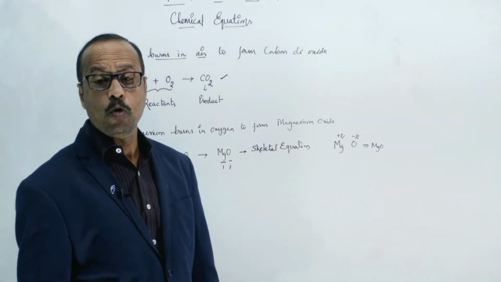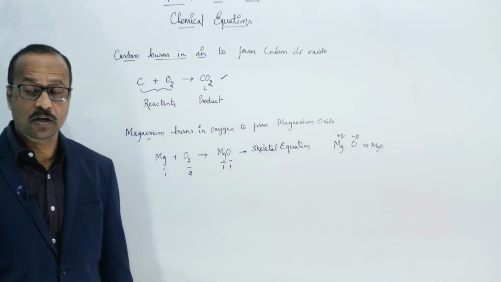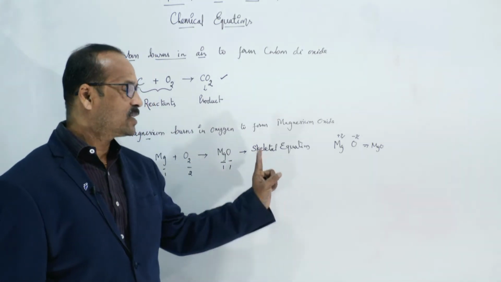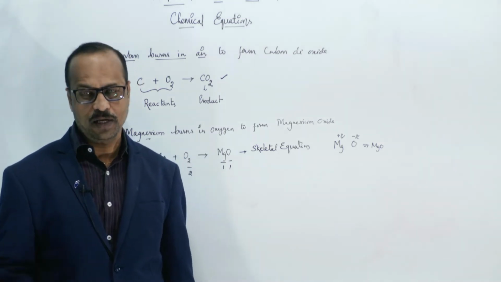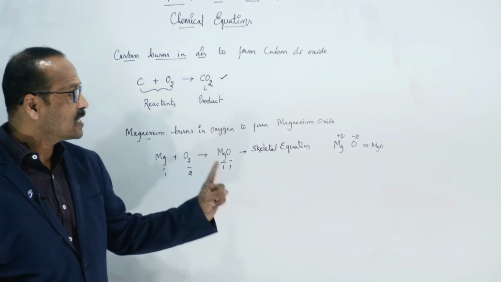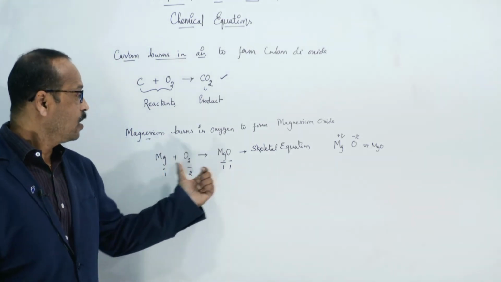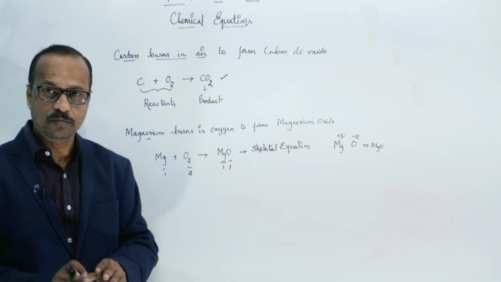It's not obeying the law of conservation of mass, right? So this equation is called a skeletal equation. Now this skeletal equation should be balanced. Balanced means what? On both sides the number of atoms should be the same.